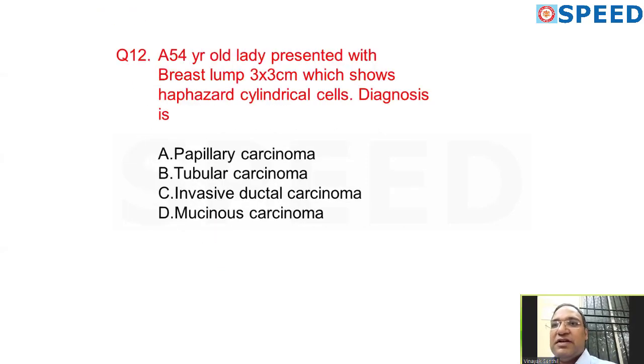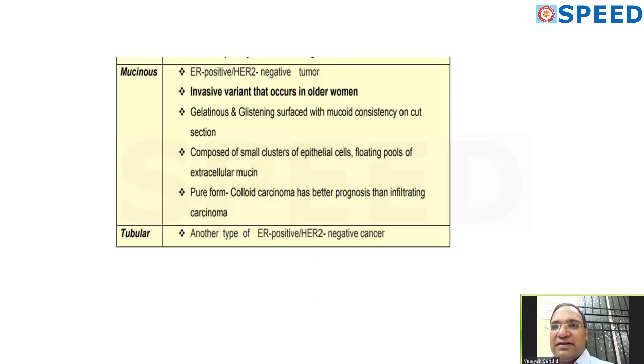Next slide. A 54-year-old lady presented with a breast lump of 3 into 3 centimeters, which shows haphazard cylindrical cells. The diagnosis is? All of you, what would be your answer? The answer for this question would be tubular carcinoma. Excellent. Now tubular carcinoma, another type of ER positive HER2 negative cancer.